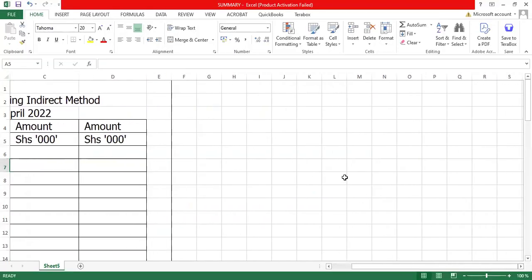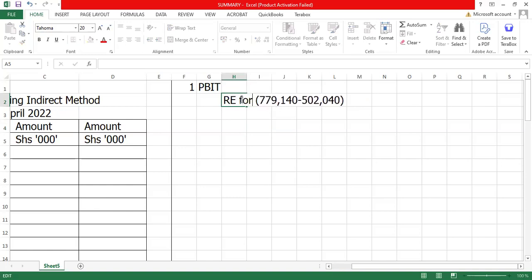So when you are handling this, we are trying to get note number 1. Note number 1, we are trying to get profit before interest and tax. And how do we get this? First of all, you will need to get the profit after tax. You need the retained earning for the year.